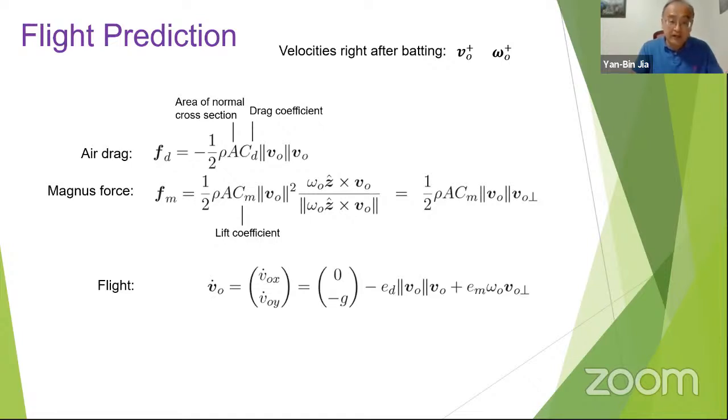When the object is flying, it's subject to two forces in this case. One is the drag force, which acts opposite to the instantaneous velocity. This is typically modeled empirically using a drag coefficient, scaled by the area of the cross section normal to the velocity, and it's quadratic in terms of the instantaneous velocity.